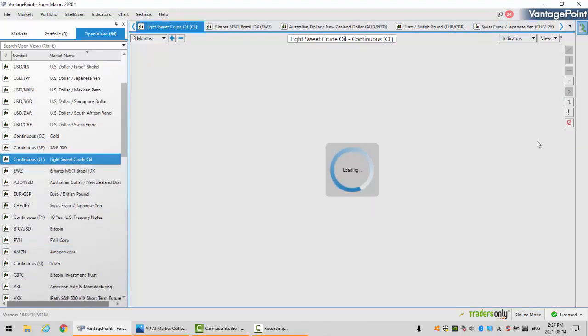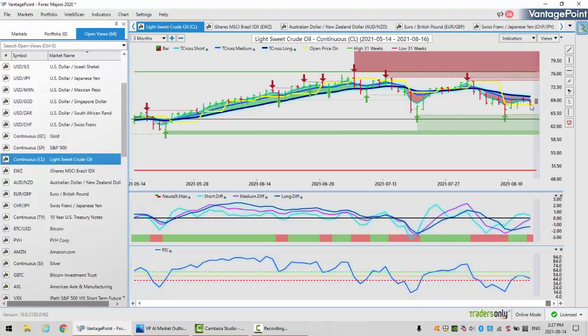Now, as we look at light sweet crude oil, again, I believe that next week, light sweet crude oil should turn around and continue to advance here. We had a very, very nice MA diff cross here just a few days ago. Pink line crossing over the blue line that immediately, with virtually zero lag here, guys, led to a move higher.